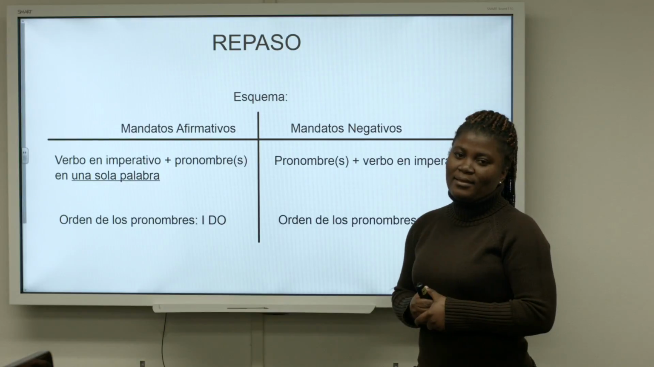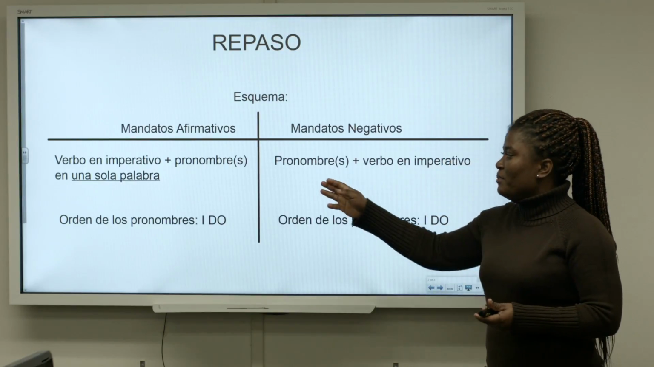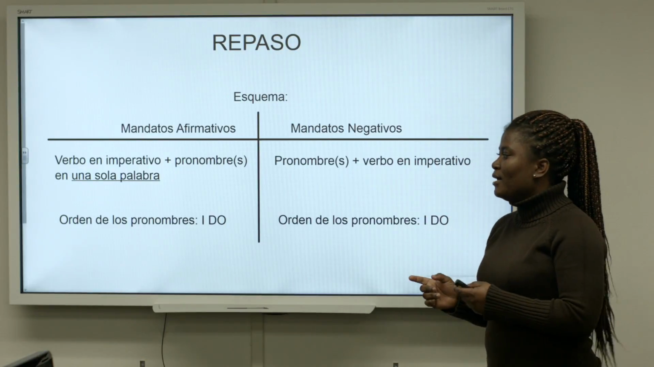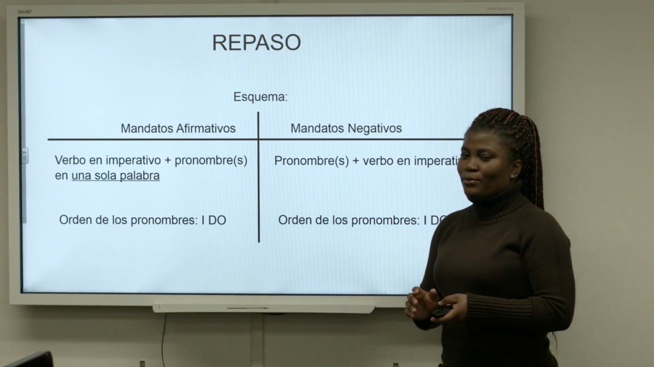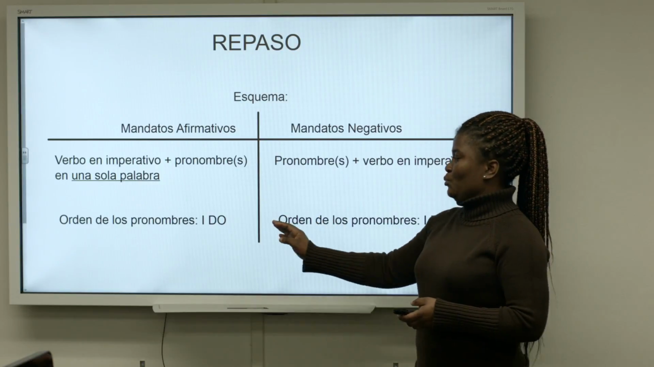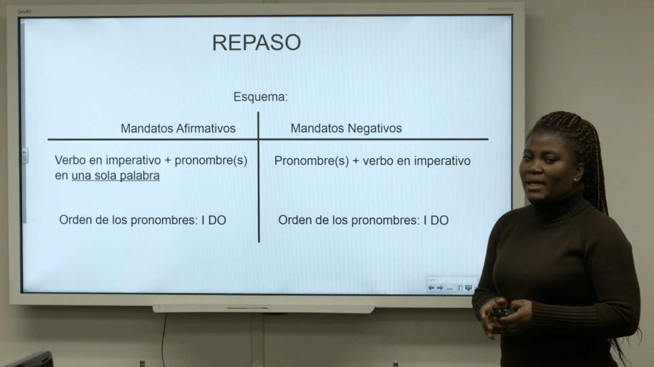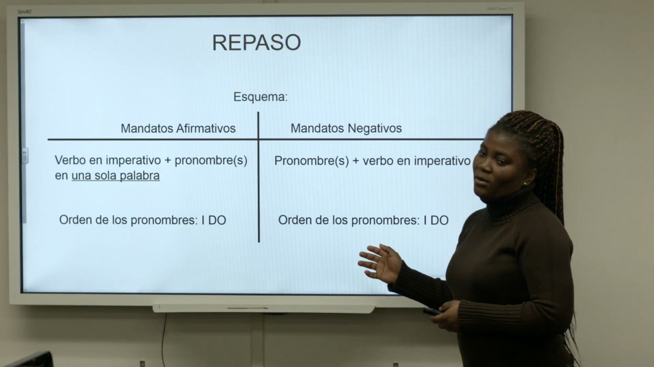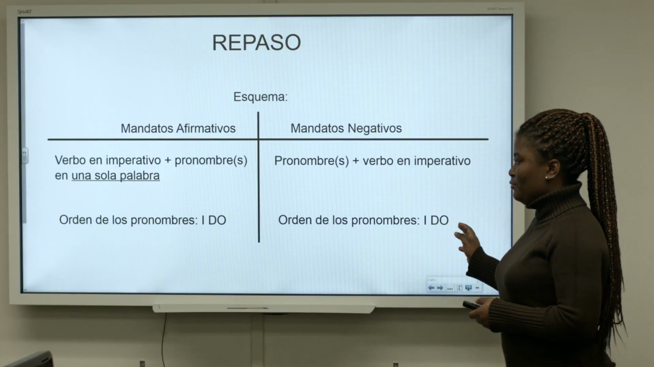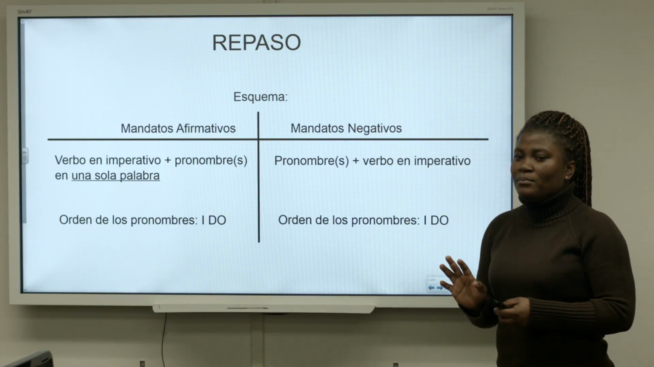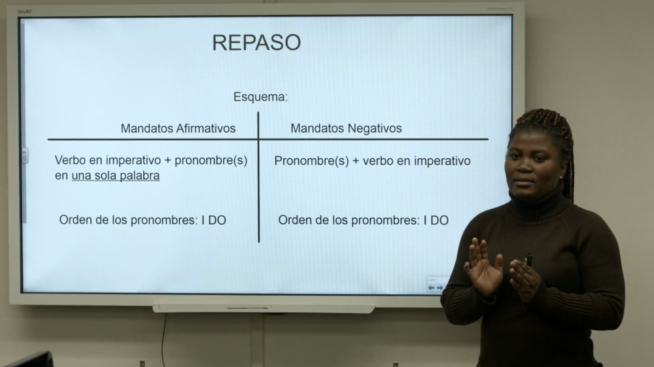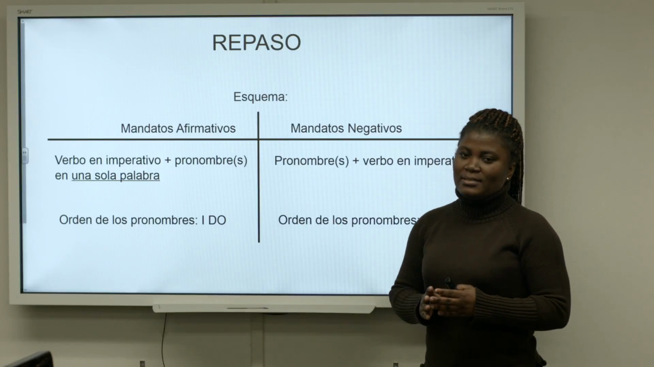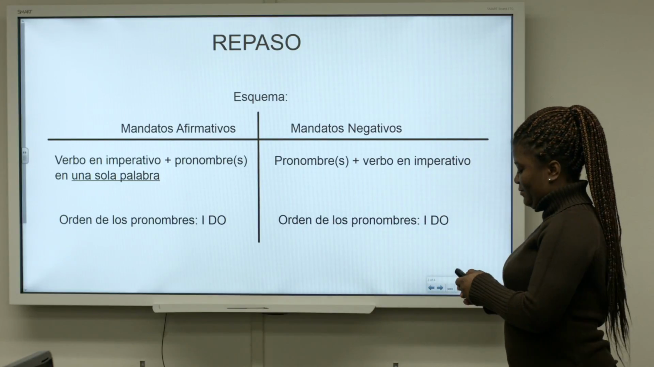We learned the other time that the structure for affirmative commands is to use the verb in the imperative and the pronoun or the pronouns, but in one single word. So the order is I do. And then for the negative commands, you'd have to use the pronoun and then the verb in the imperative, and the order of the pronouns as well is I do. But in the negative form of the commands, you don't have them consolidated as one single word, as is the case of the affirmative commands.